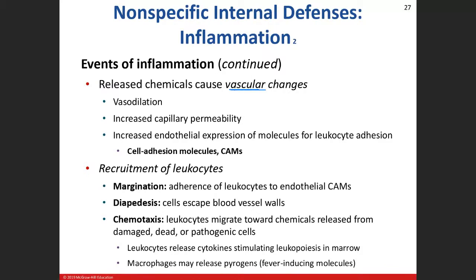So we get vasodilation, we make the blood vessel bigger, and as you know, if we increase the lumen of a blood vessel, we're going to increase flow because we decrease resistance. So blood flow, boom, we've increased that. The capillary becomes leaky, so the stuff that's in the blood can get into the tissue that's damaged. Now, this is new. Cell adhesion molecules, or CAMs, okay?